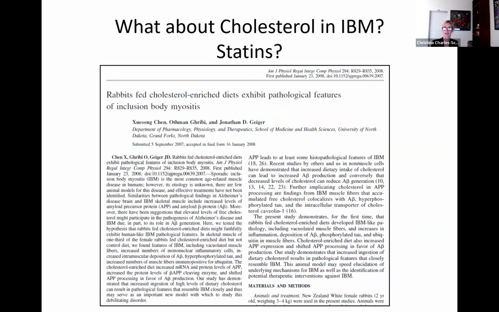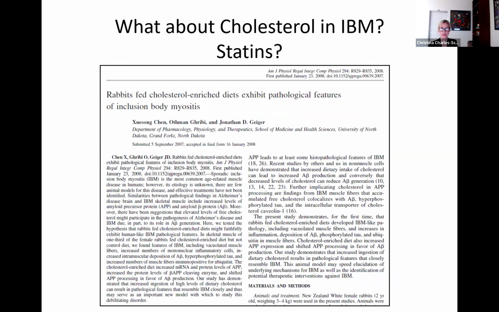And again, that led to further data. This was a rabbit study where they actually fed cholesterol to these rabbits, and they looked at their muscle, and they found that this feeding of cholesterol actually generated a pattern in the muscle that looked like IBM, right? So cholesterol was felt to potentially have a pathogenic role in the IBM itself.